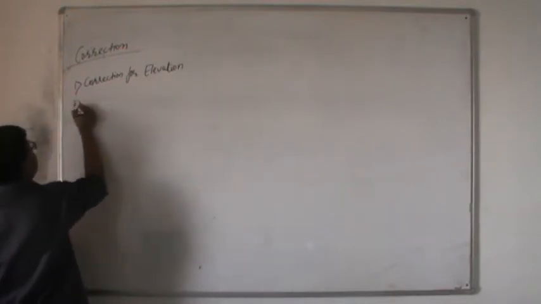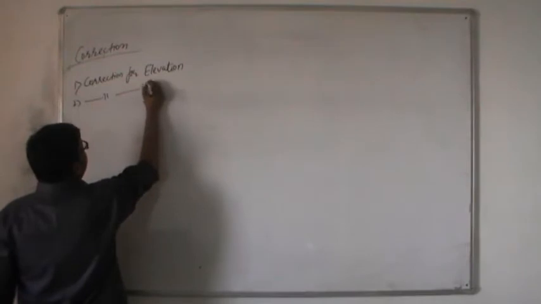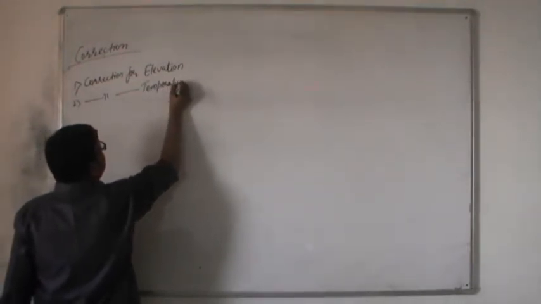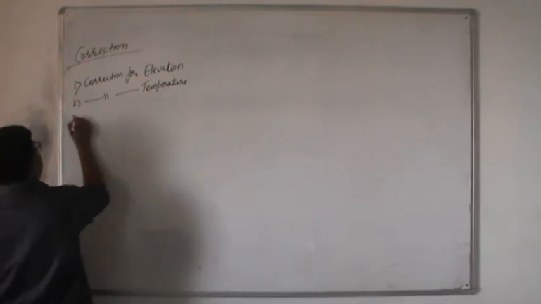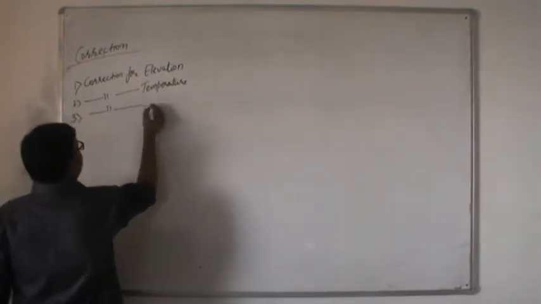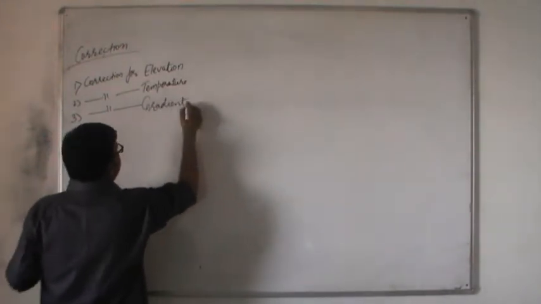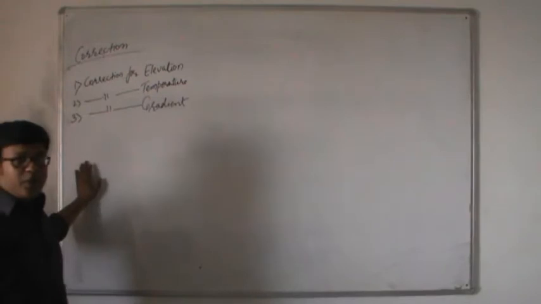Then we go second, the correction for temperature. Then we go third, correction for gradient. And then we follow this sequence only by applying the correction.